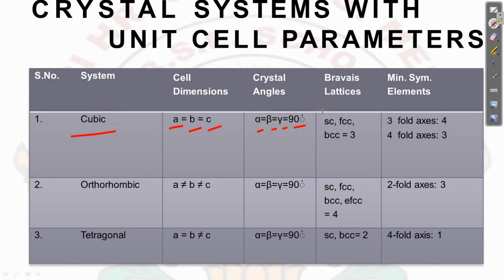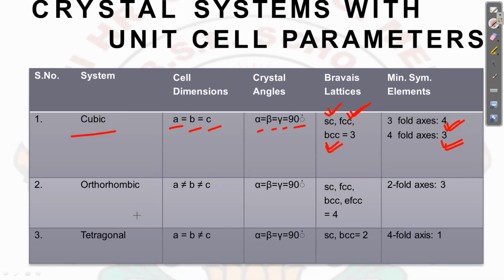Which types of Bravais lattice can you see these conditions in? One is the simple cubic cell, then face centered cubic cells, and BCCs. So three types of Bravais lattice can be seen here. How many symmetry elements are present there? There will be 3 fold axes and 4 fold axes. Next is the orthorhombic.